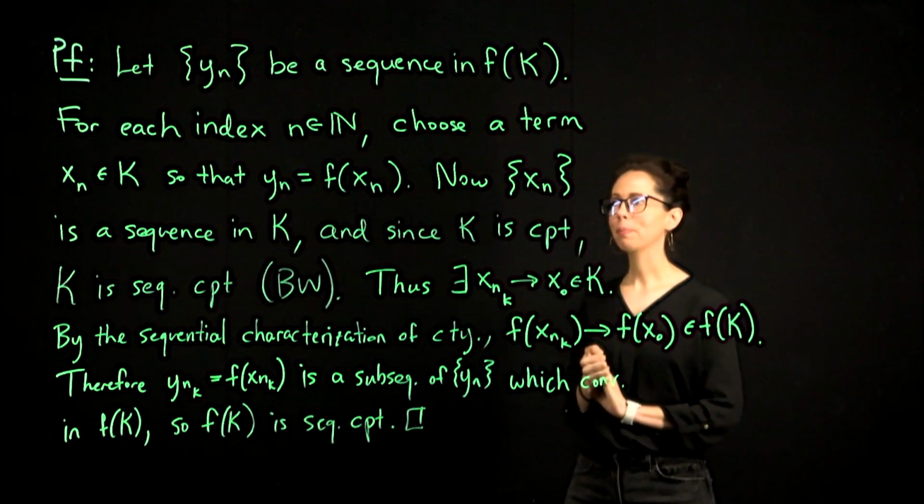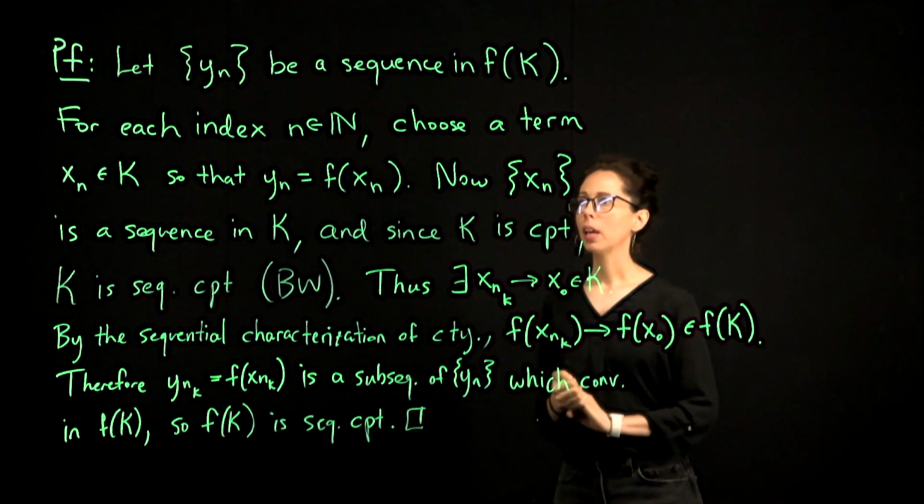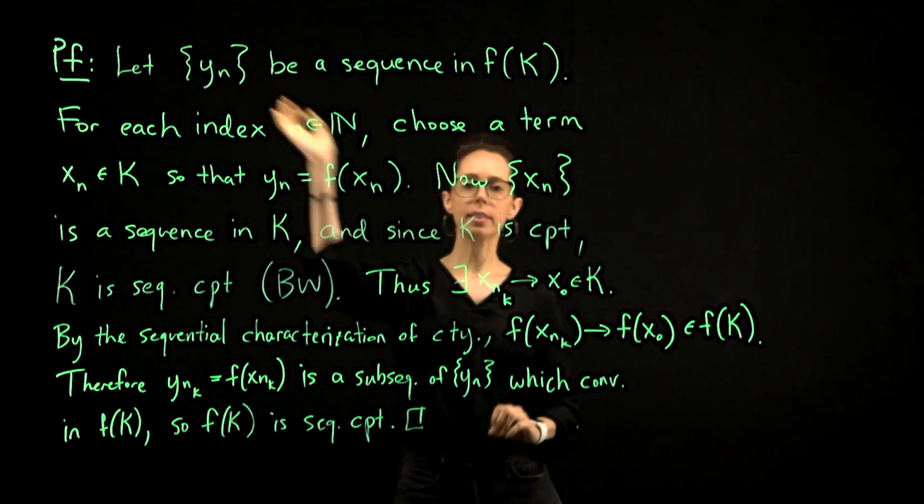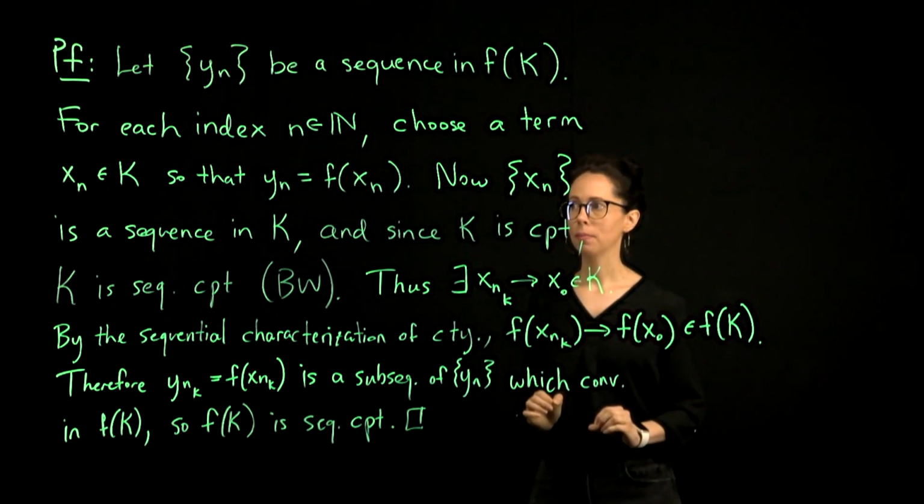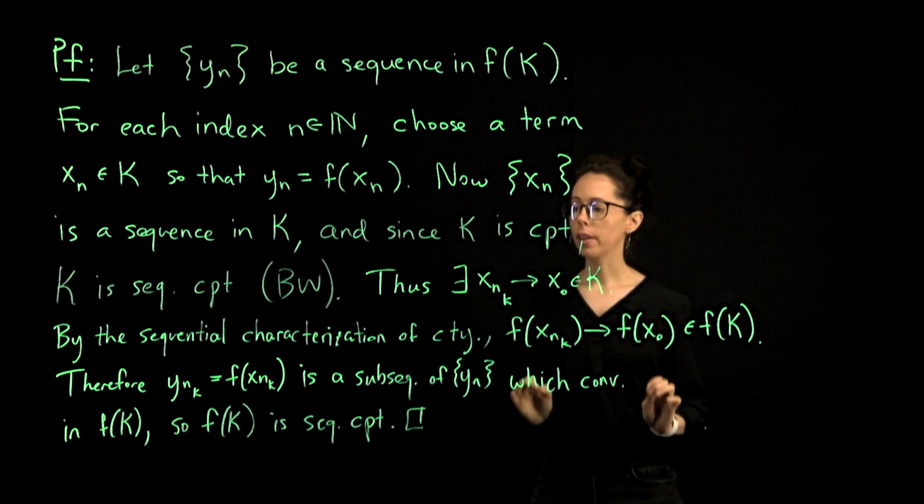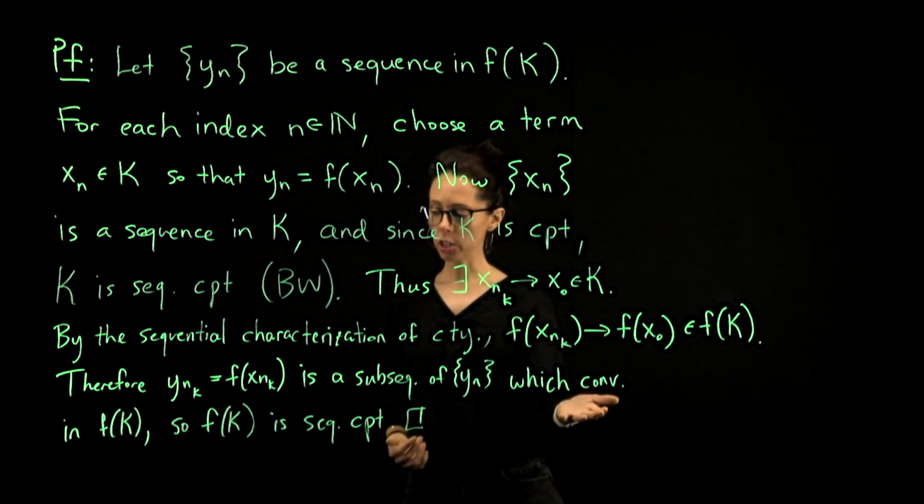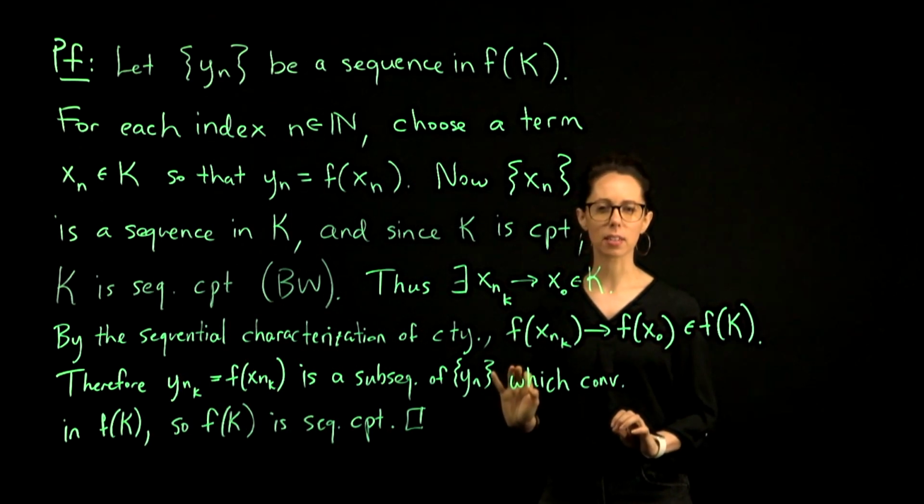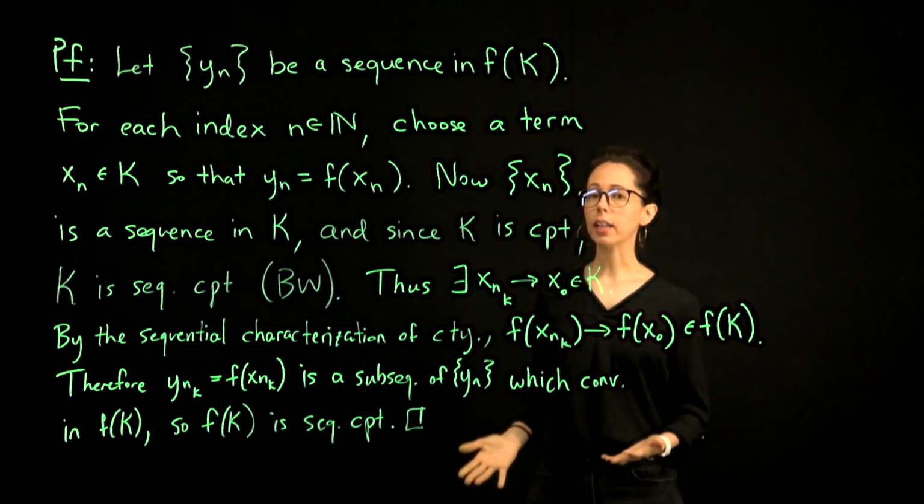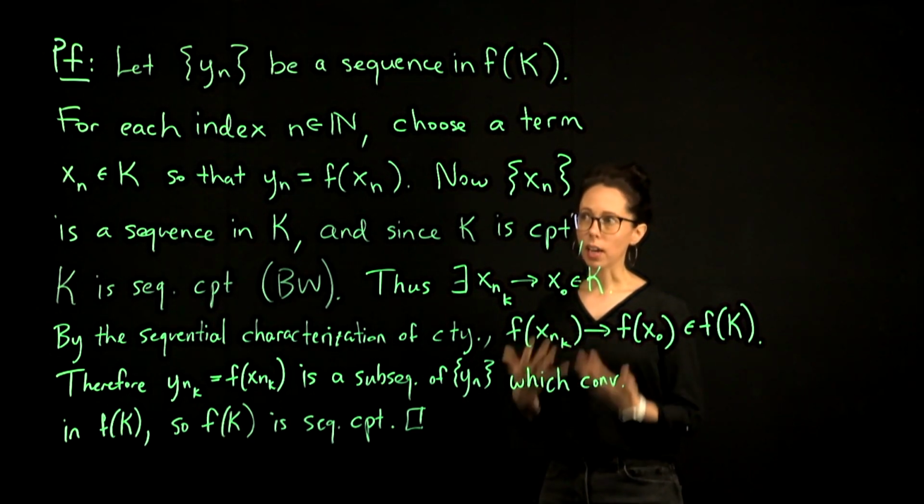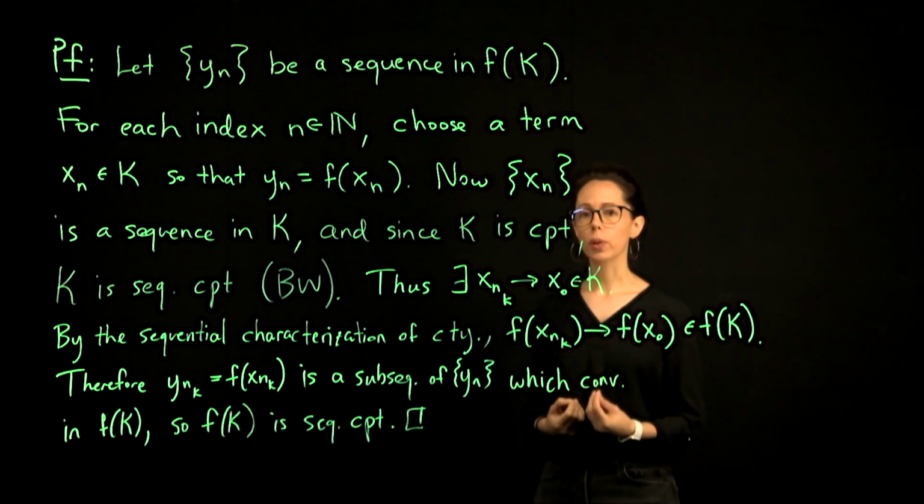Okay, to recap, we needed to start with an arbitrary sequence in f of K. We wanted to show that from that sequence, we can produce a subsequence which converges in f of K. So the limit does not live outside of the set. That is exactly what we have now done. So we have done a direct proof that f of K is sequentially compact.